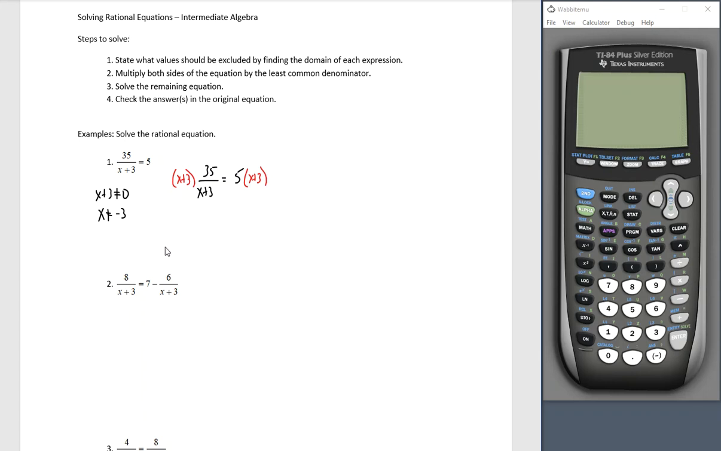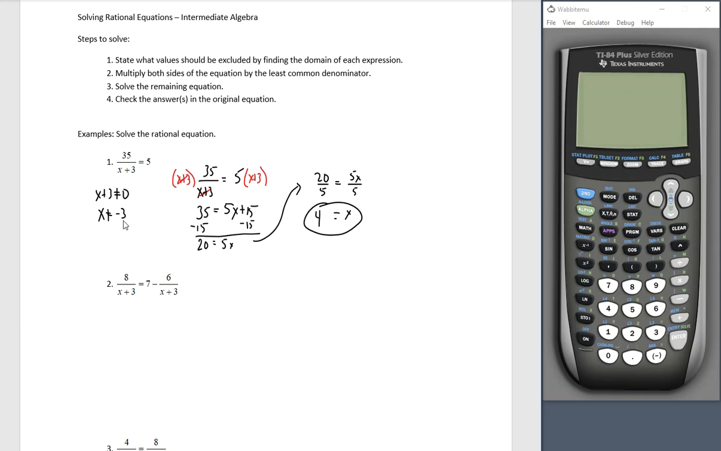When I multiply both sides of my equation by the denominator x plus 3, on the left it cancels, and on the right we can distribute. We'll now have 35 equals 5x plus 15, and we can solve. Subtract 15, we'll get 20 equals 5x, which of course we will divide both sides by 5 to get x equals 4. We found our answer, x equals 4.